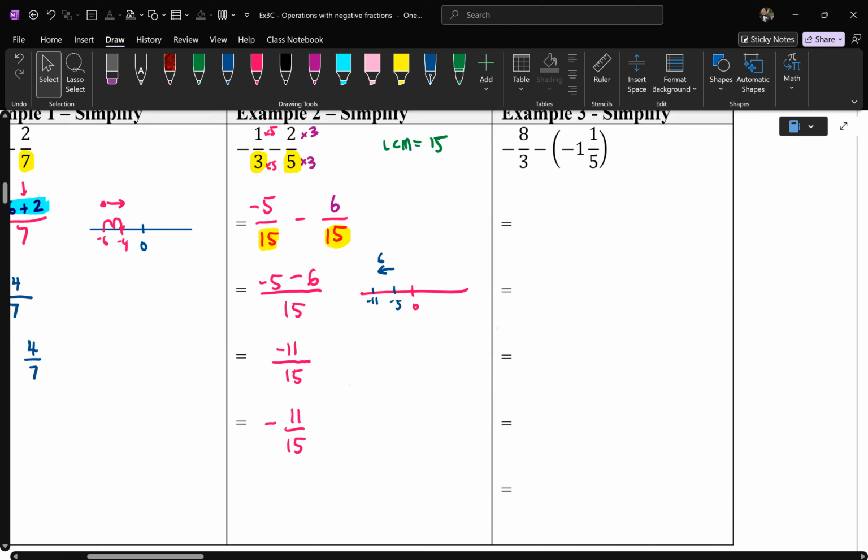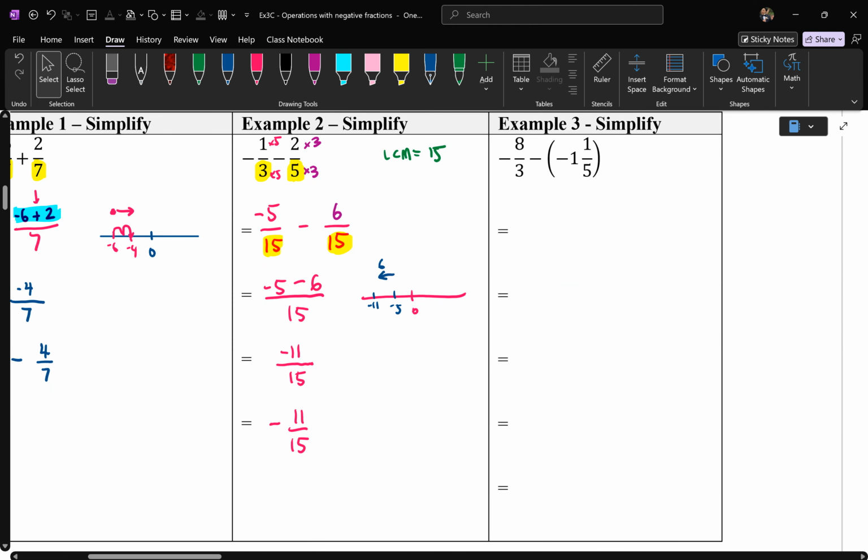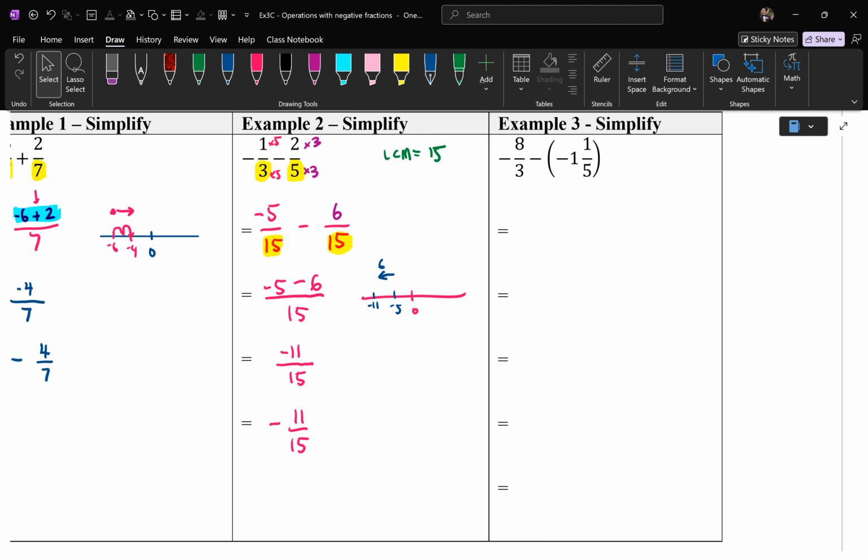Here we go. Next one. So you got negative 11 on 15. Let's go to example 3 now. Simplify. This one's just slightly different because I've got a mixed fraction in there. So with mixed fractions, one of the tips I told you from the last session is try to convert it first. Don't try to do the shortcut. Convert it first. So here, let's revise our conversion.